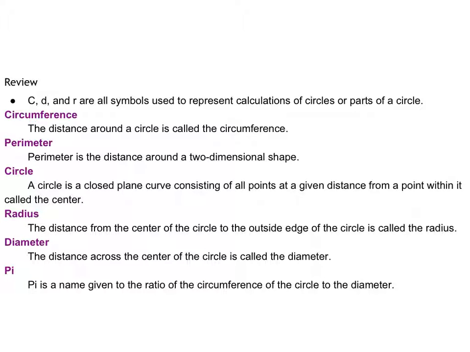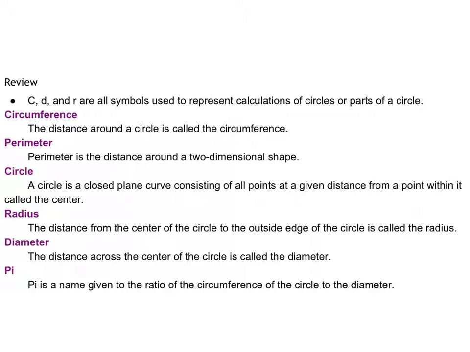So to review, C, D, and R are all symbols used to represent calculations of circles or parts of circles. Circumference is the distance around the circle. Perimeter is the distance around a two-dimensional shape. A circle is a closed plane curve consisting of all points that are a given distance from a point within it called the center.